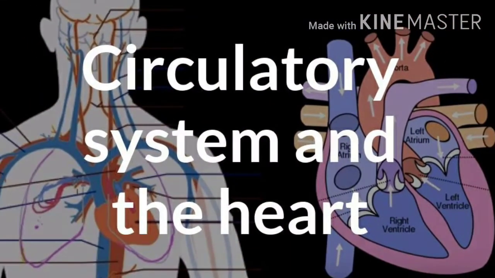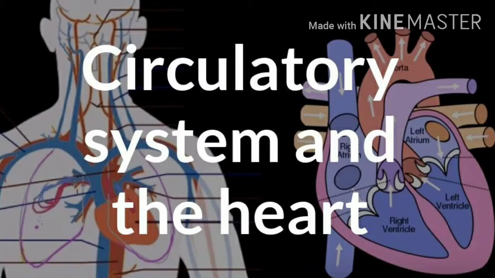In this video, I'll discuss circulatory patterns and electrocardiogram. So let's start with circulatory patterns. The circulatory patterns are of two types: open circulatory system and closed circulatory system.